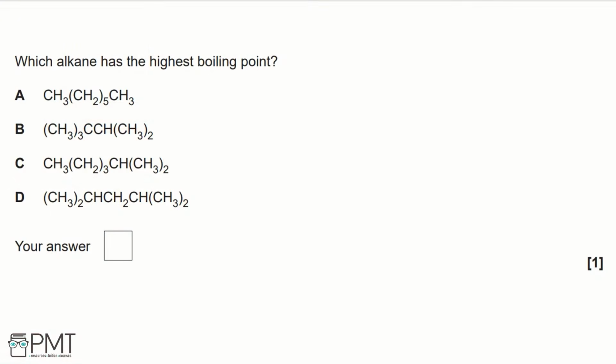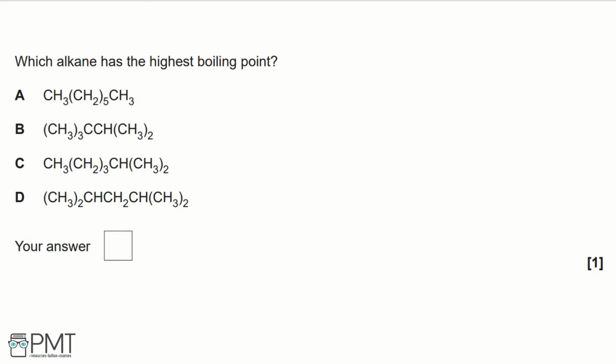Which alkane has the highest boiling point? A. CH3CH2CH3. B. (CH3)3C CH(CH3)2. C. (CH3CH2)3CH CH3... 2. Or D. (CH3)2CH CH2 CH(CH3)2.